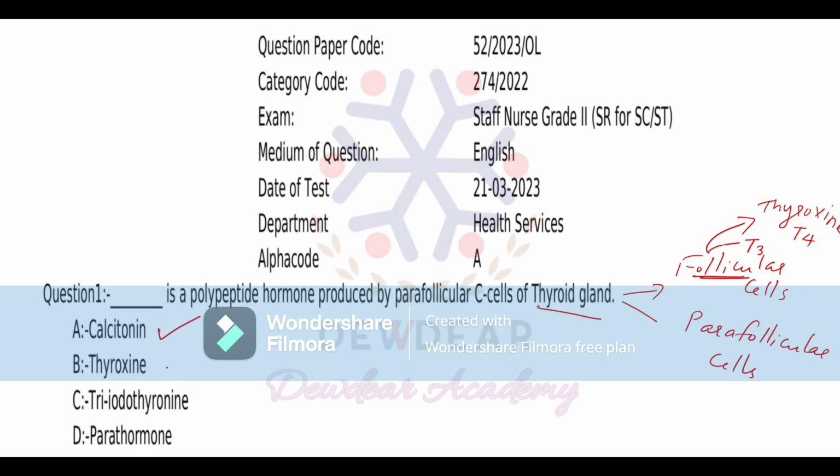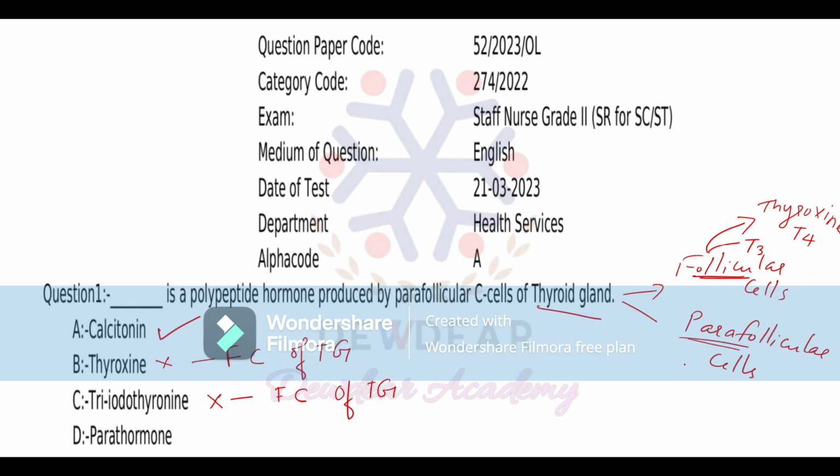So option B is wrong. Thyroxine is produced by follicular cells of thyroid gland. Thyroxine is also known as T4, and triiodothyronine is not the correct answer because it is produced again by the follicular cells of thyroid gland. Then we have another option, calcitonin. So we can check calcitonin, that is produced by the parafollicular cells.